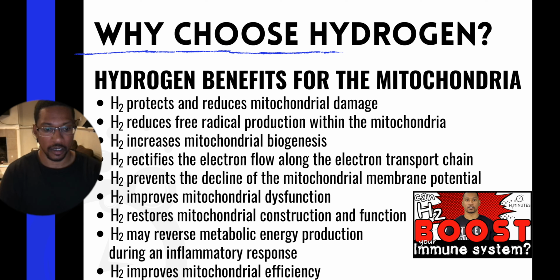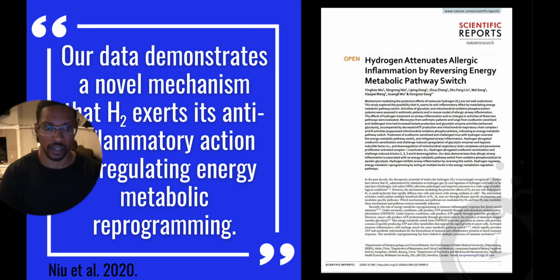And then it can improve mitochondrial efficiency. And it also may reverse metabolic energy production during an inflammatory response. So basically, it can reprogram the way the cell is producing energy during an inflammatory response. And this is an article actually discussing that. Hydrogen attenuates allergic inflammation by reducing energy metabolic pathway switch. That's the title of this article. And it says, our data demonstrates a novel mechanism that H2 exerts its anti-inflammatory action by regulating energy metabolic reprogramming.